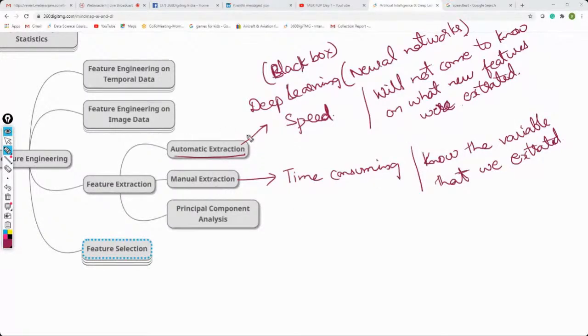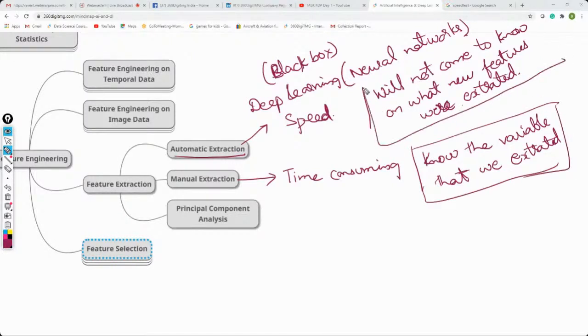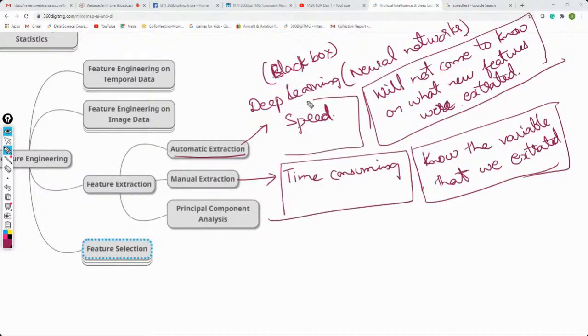So you do a cost benefit analysis: speed versus you knowing the variable, the explanatory power, right? Here you will be able to explain the variables. There you will not be able to explain the variables. But here it is time consuming, there it is fast. Which one you want to take is a call that you take. But when we proceed further, we will discuss more about this.